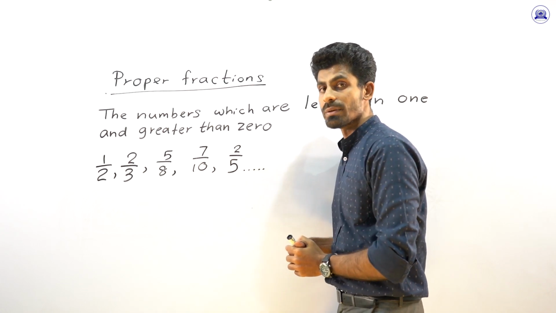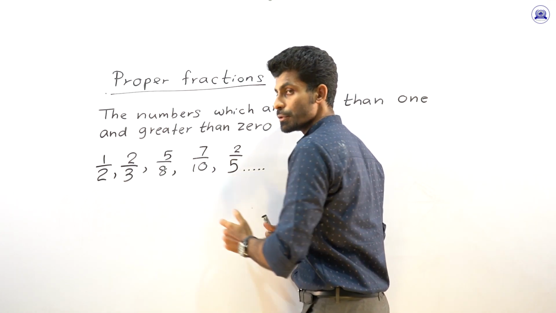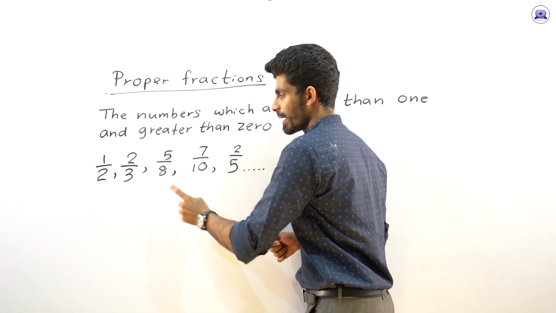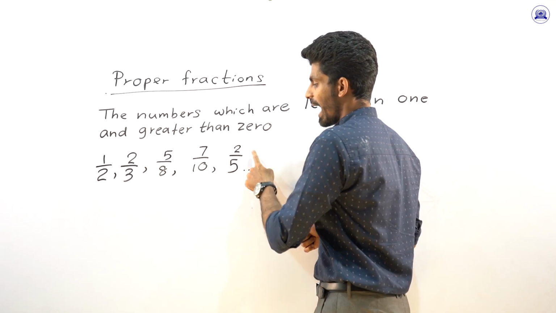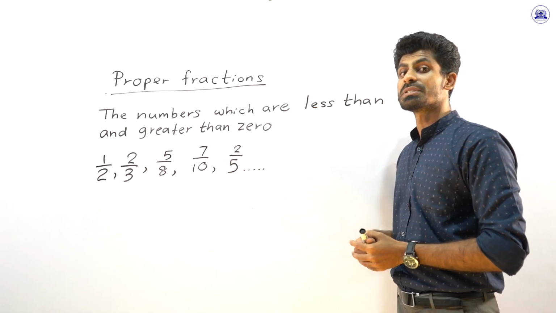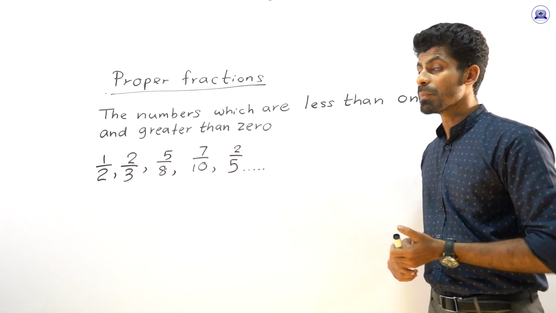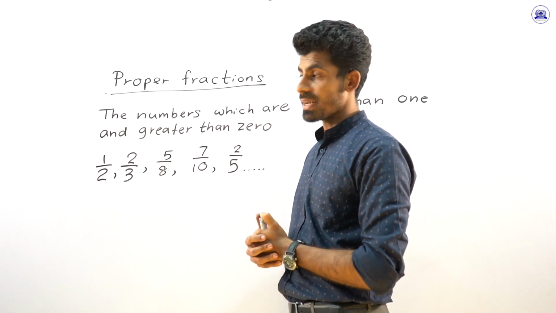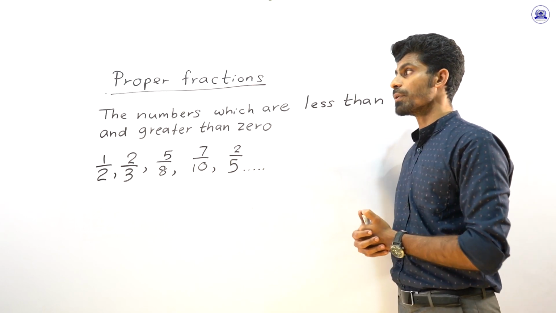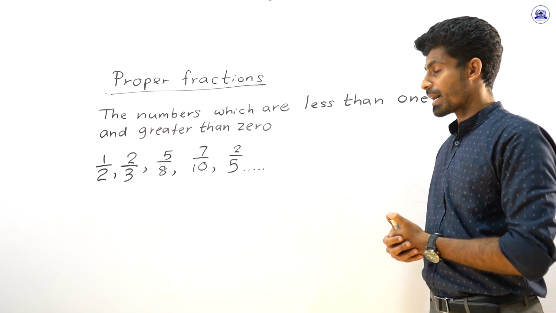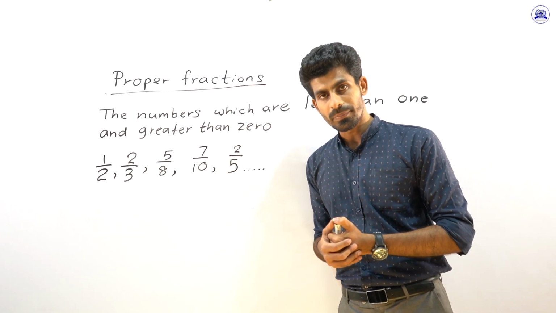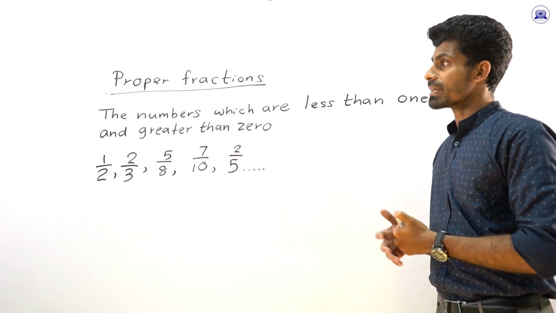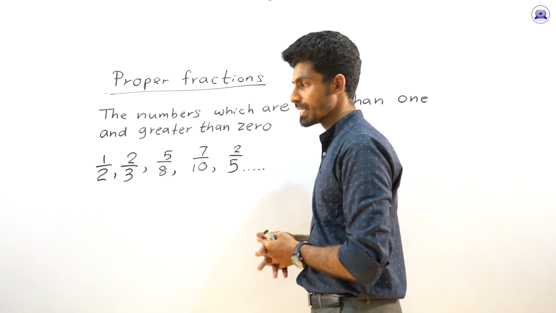Half, 1/2, then 2/3, then 5/8, then 7/10, and 2/5. Those are the examples for proper fractions, the numbers which are less than 1 and greater than 0. There are many types of fractions.